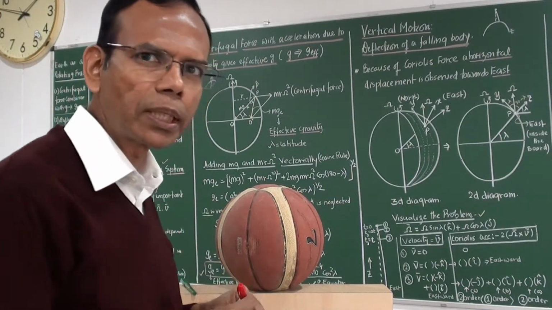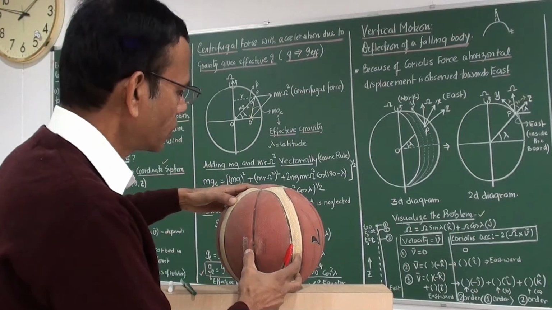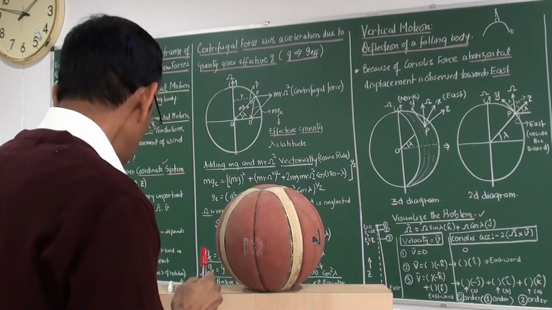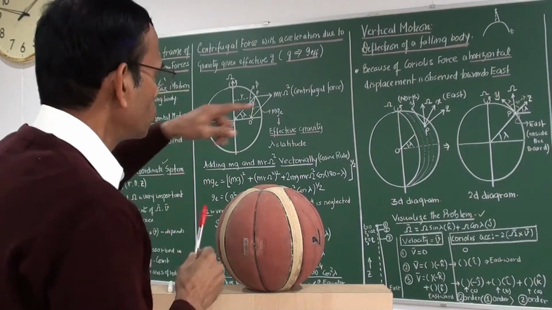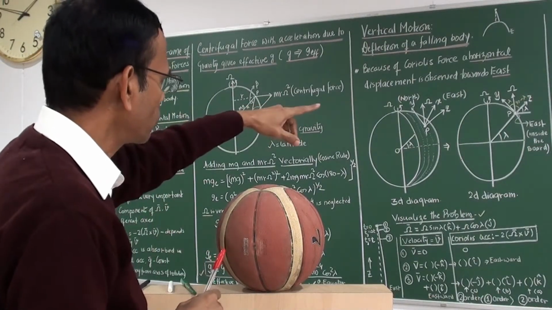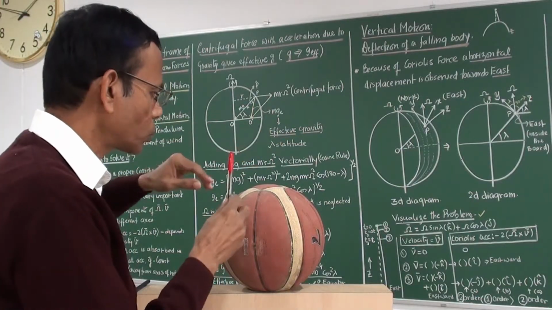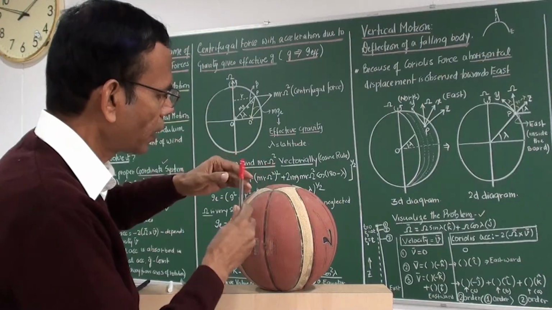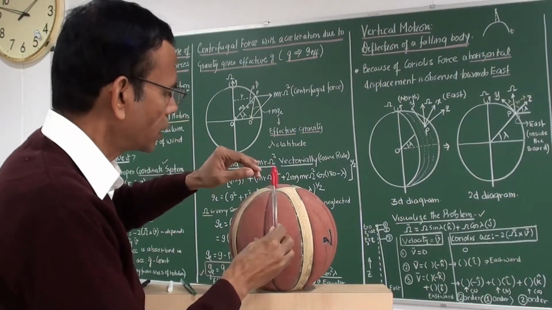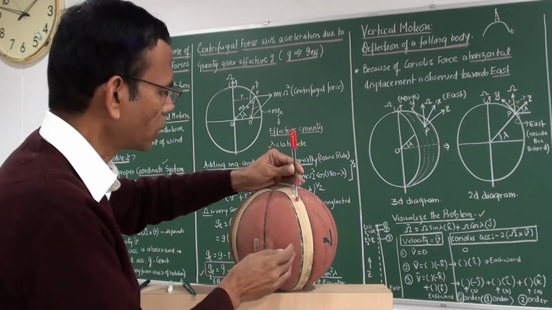Okay, so let me show you the axes in this ball. This is a ball, a basketball, and you can see the diagram over there, and let me show you over here, because this is a 3D ball. Now your omega, first let us see omega. Omega is the most important one.